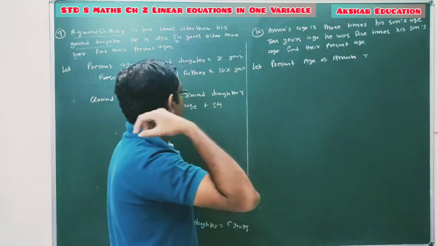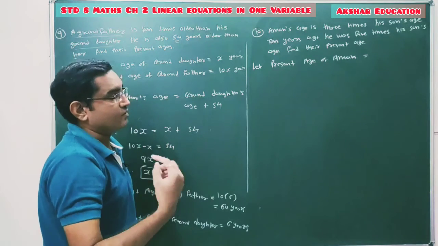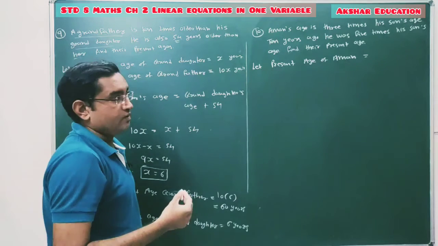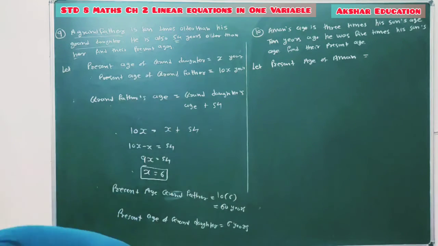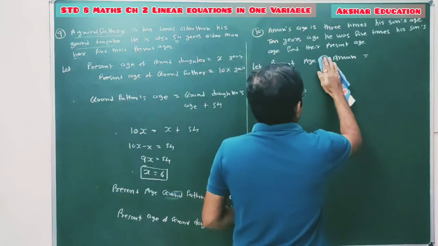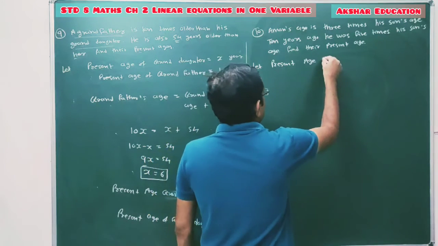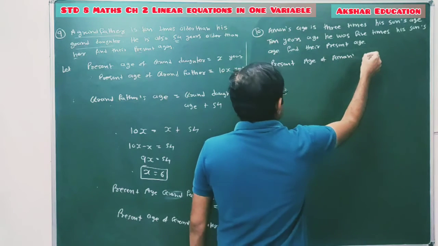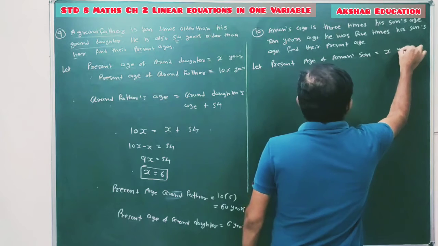देखो अभी क्या हमें अज्यूम करना पड़ेगा. अमन्स एज इज 3 टाइम्स हिज सन्स एज. तो इंफॉर्मेशन रिगार्डिंग अमन्स प्रेजेंट एज इज गिवन विच इज 3 टाइम्स द एज ऑफ हिज सन, बट द इंफॉर्मेशन रिगार्डिंग अमन्स सन वॉज नॉट गिवन. सो वी हैव टू अज्यूम प्रेजेंट एज ऑफ हिज सन, वो हम अज्यूम करेंगे. So that is equal to x years.